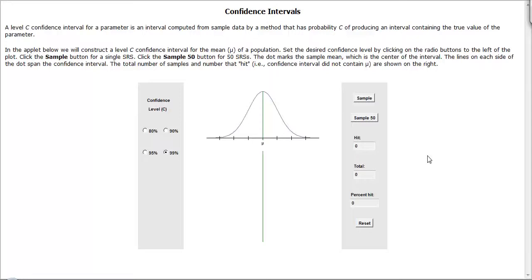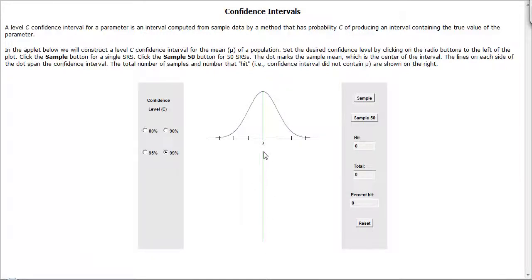The purpose of this applet is to demonstrate the idea of the confidence interval. Now, a confidence interval is what we use to estimate a population parameter. In this applet, we are going to estimate a population mean, represented by mu, knowing that the population's distribution is normally distributed. The green line here represents the mean line, the central line.